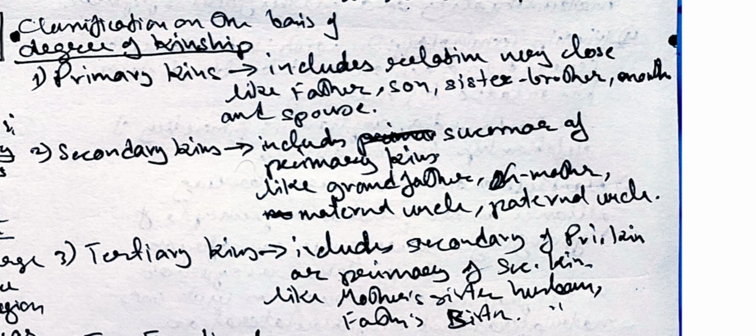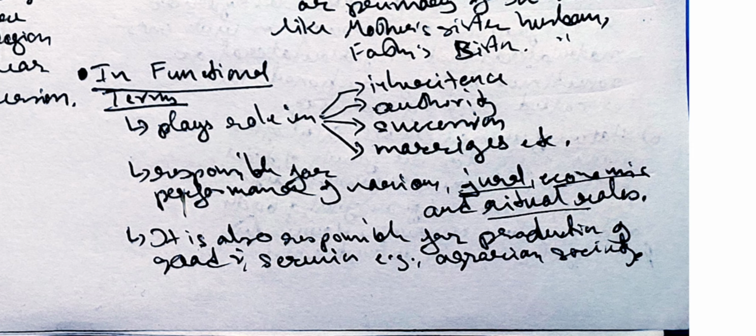These three you have to understand: primary kin, secondary kin, and tertiary kin, which depend upon the degree of closeness. On that basis, this has been categorized.